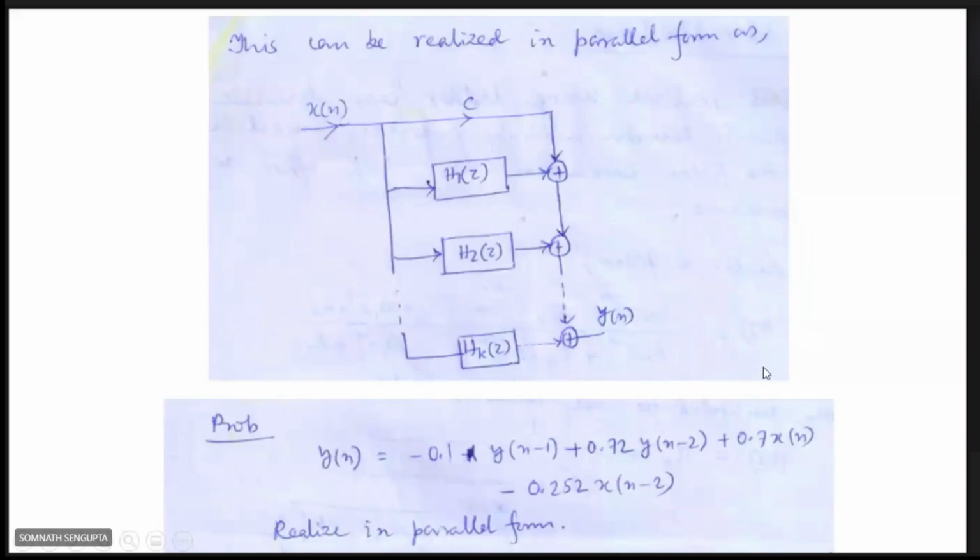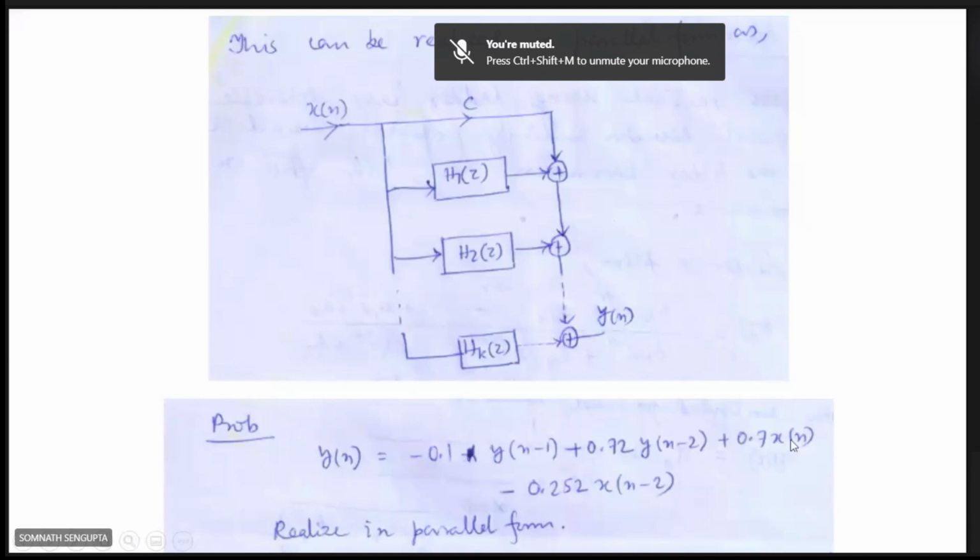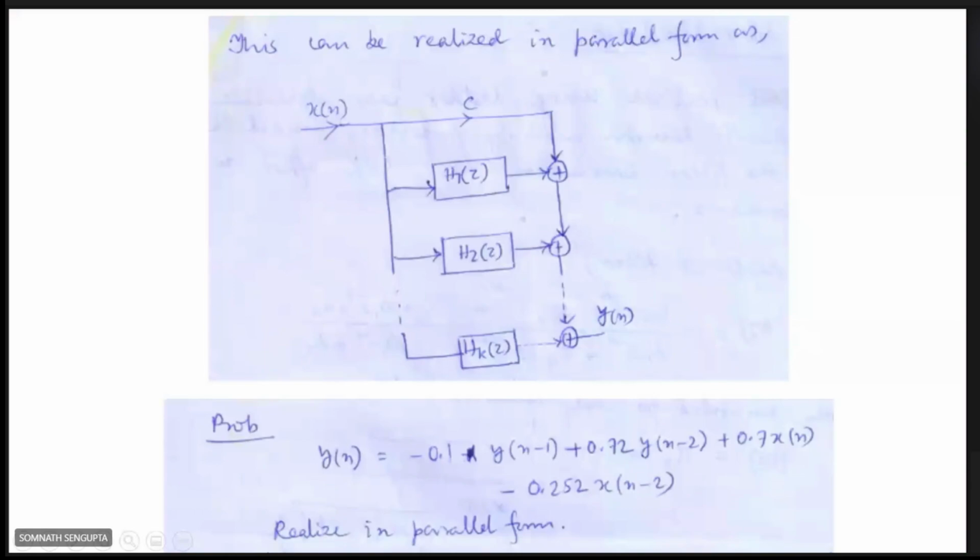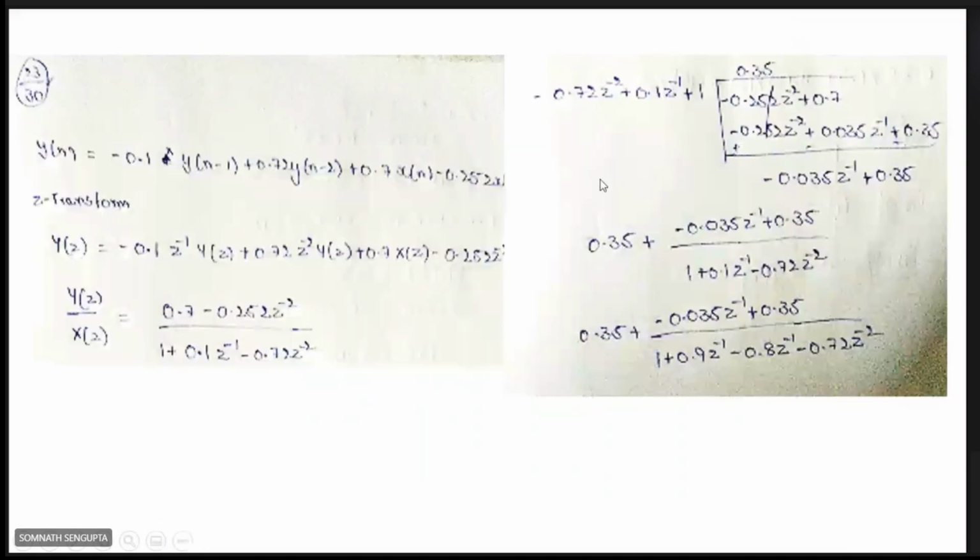Now let us do one numerical regarding this: y(n) is equal to minus 0.1 into y(n minus 1) plus 0.72 y(n minus 2) plus 0.7 x(n) minus 0.252 x(n minus 2)... realize in parallel form. Okay, so these are the calculations.